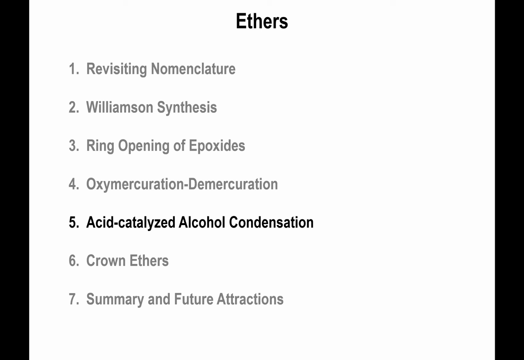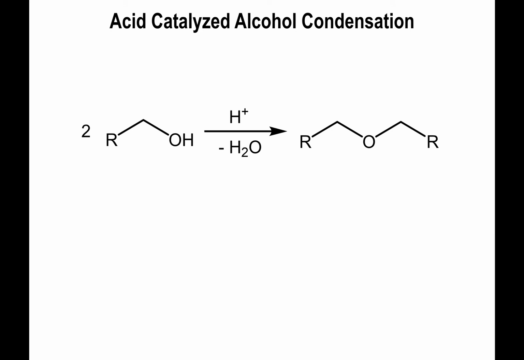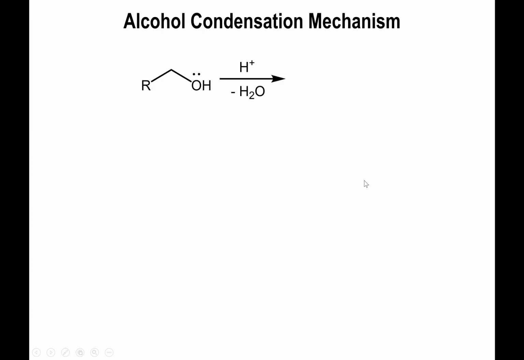Welcome back. We're going to talk now about the synthesis of ethers via the acid-catalyzed alcohol condensation. And as the name implies, we will start with alcohols, but what we're going to do is, upon addition of acid, we're going to make that alcohol react with another equivalent of alcohol in order to form an ether. And let's see how this works out.